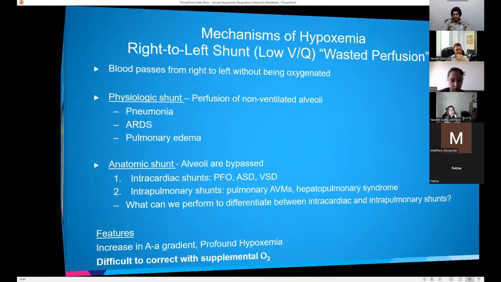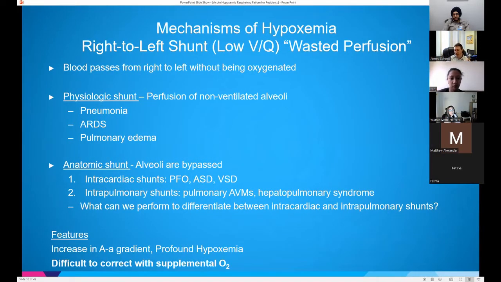Great. So the first mechanism of hypoxemia, something that we are all familiar with, whether you realize it or not, is those patients with pneumonia and a shunt, right? So that right to left shunt, we call it wasted perfusion or low VQ. Basically blood passes from the right side to the left side of the heart without being oxygenated because it's bypassing the lungs. If you think about it, you have a pneumonia in the alveoli, so you're having perfusion of non-ventilated alveoli. That venous blood is then going to get mixed with other blood, which is getting oxygenated, to dilute it. And this is where you have a shunt.